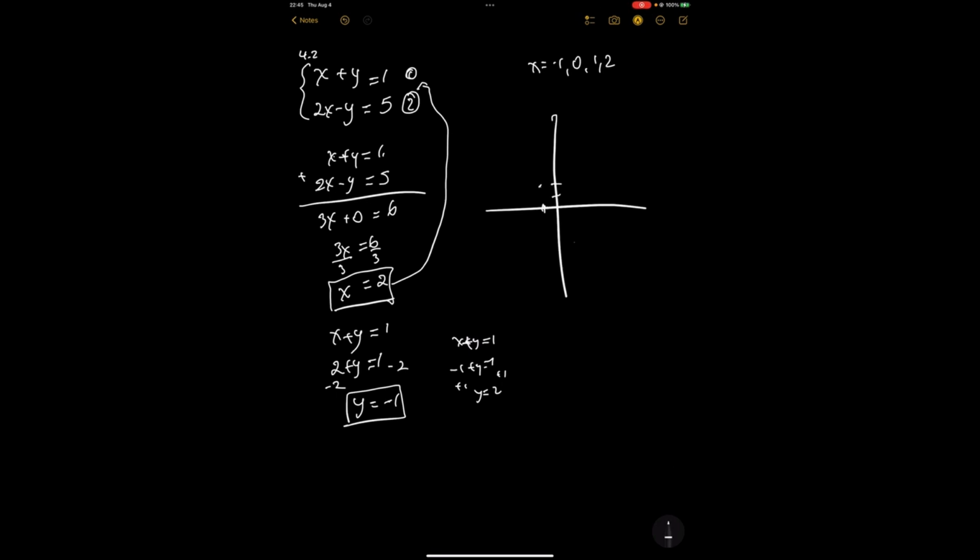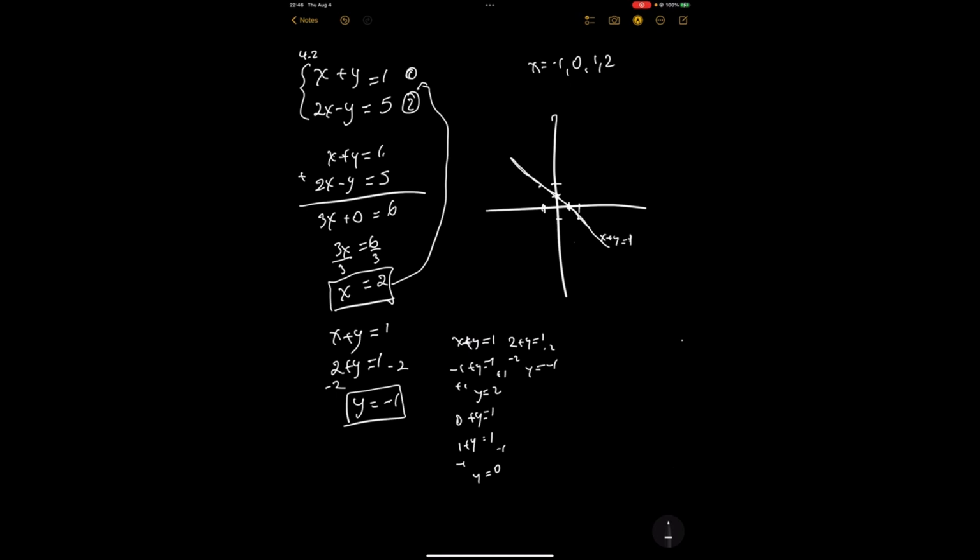Boom. At 0, we get 0 plus y equals 1, so y equals 1. 0, 1, boom. At 1, we get 1 plus y equals 1. Subtract 1 on both sides, you get y equals 0. So at 1, we have 0. Boom. And at 2, we get 2 plus y equals 1. Subtract 2 on both sides, we get y equals negative 1. At 2, we get negative 1. Boom. And here is the line for the first equation, x plus y equals 1.